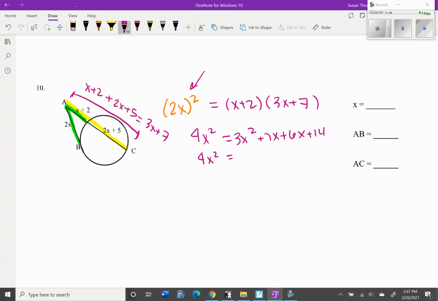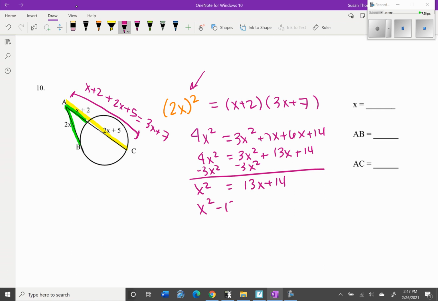4x squared equals 3x squared plus 13x plus 14. And I don't like working with negative quadratic terms, so I'm going to subtract everything to the other side. So I have a quadratic, a constant, and a linear. So this gives me x squared equals 13x plus 14. And I'm going to take the 13 and the 14 to the other side with the x squared. So x squared minus 13x minus 14 equals 0.